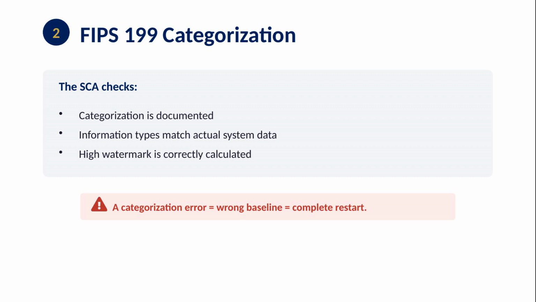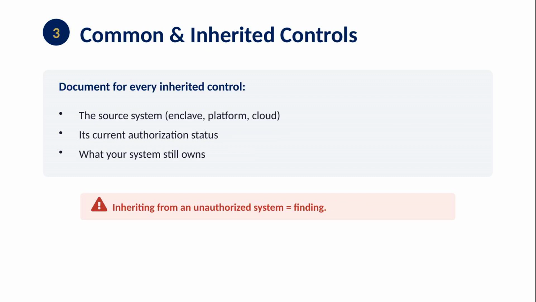2. Information types and FIPS 199 categorization. The SCA checks that your categorization is documented, that the information types match the data the system actually handles, and that the high watermark is correctly calculated. A categorization error means the wrong control baseline and a complete restart.